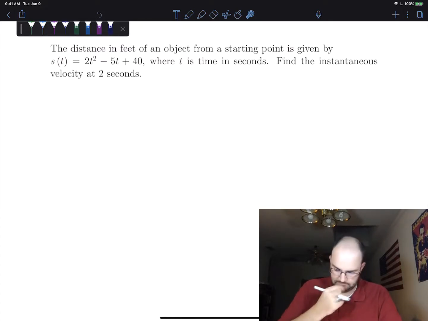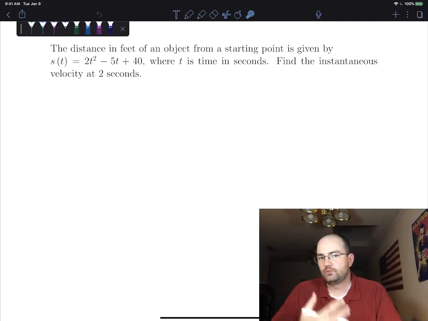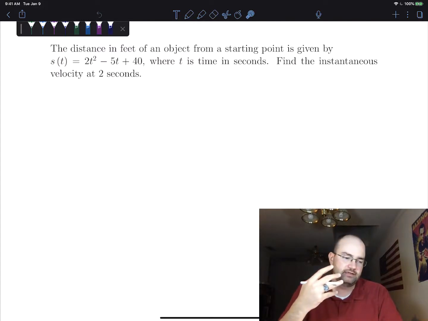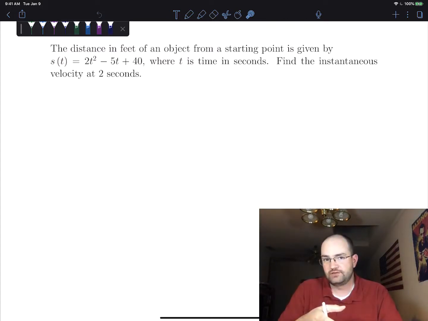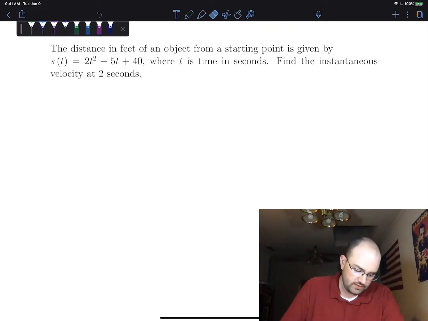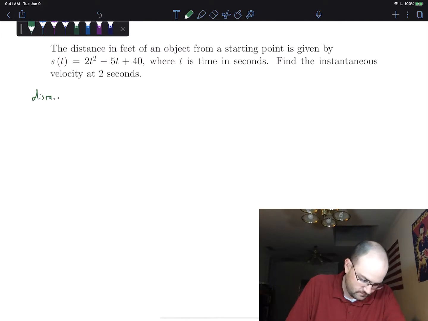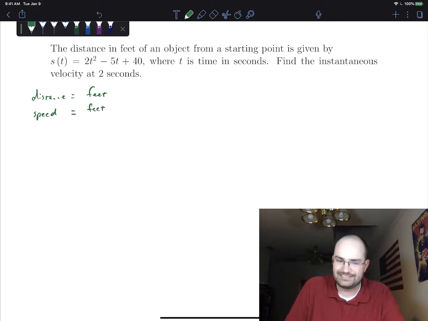Okay, now, what I want to do is discuss why we're saying velocity is the average rate of change or the instantaneous rate of change of position. Now, think of the units. Distance would be feet. Velocity, but I don't really like the word velocity. I do like the word speed better, would be feet in distance divided by time. So it's distance over time is what speed is.